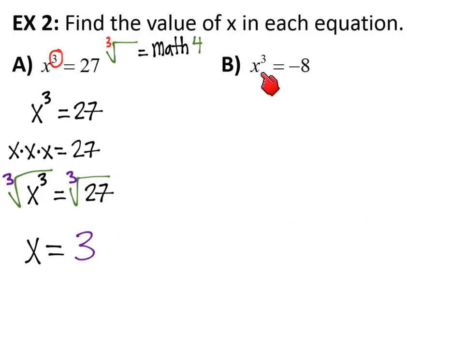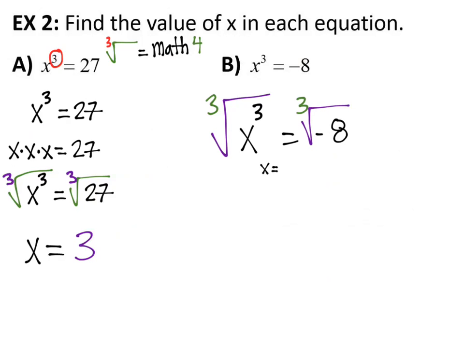Looking at b, I notice that x cubed equals negative 8. This is a negative, so my answer is going to be a negative because it's an odd power. That means the index is going to be odd, so I take the cube root, so notice an odd index, and I take the cube root, which will give me x equals a negative 2.